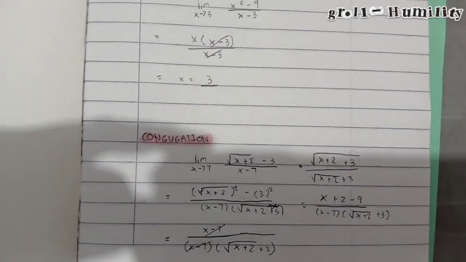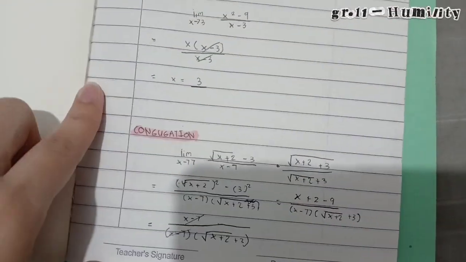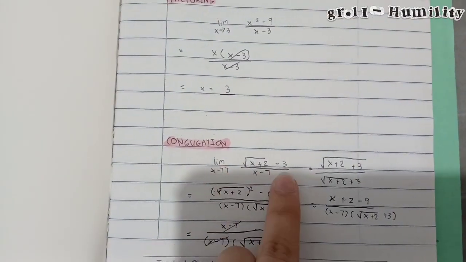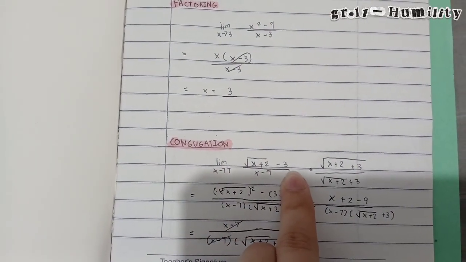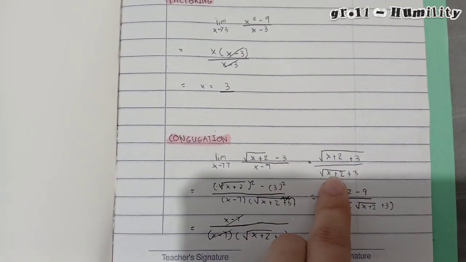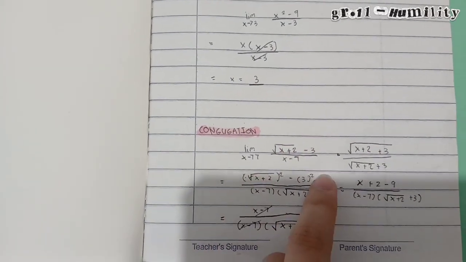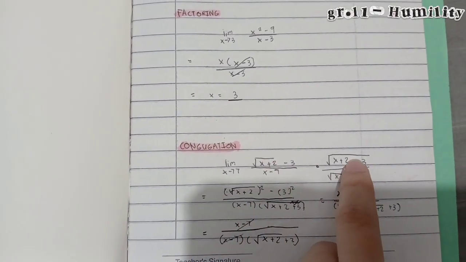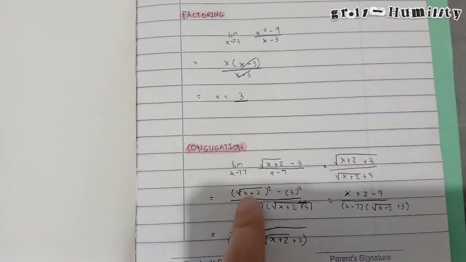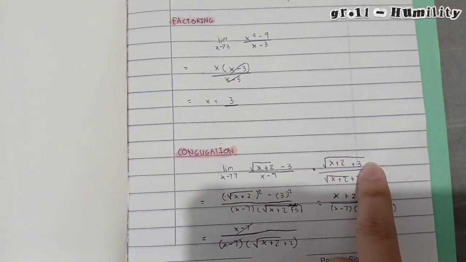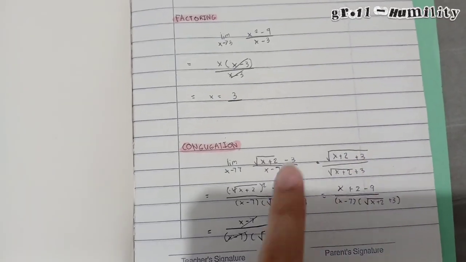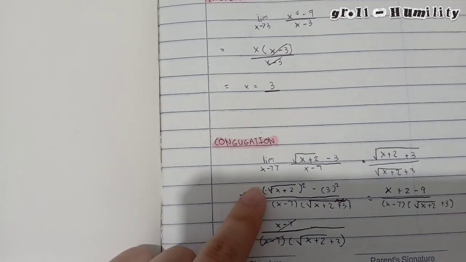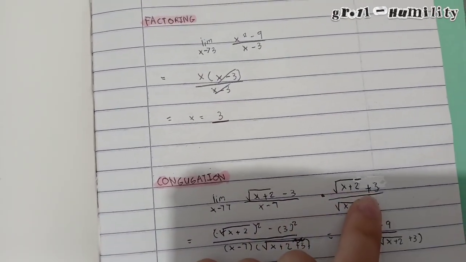Last one is conjugation. It is hard, so I'll try to explain it briefly. This is the example. So we multiply by the conjugate of the numerator, as you can see. Since we cannot multiply them together yet, we put them together. So the square root of x plus 2, multiplied by itself, is this. And then negative 3 and negative 3, it will become negative 3. As you can see, it's negative 3. We make it the opposite, plus 3.